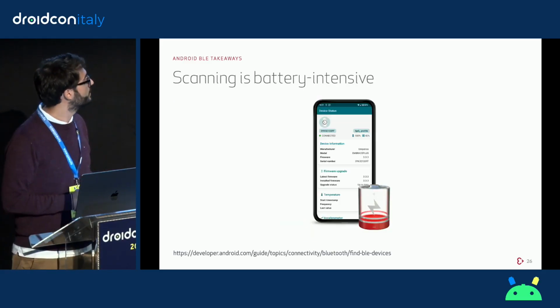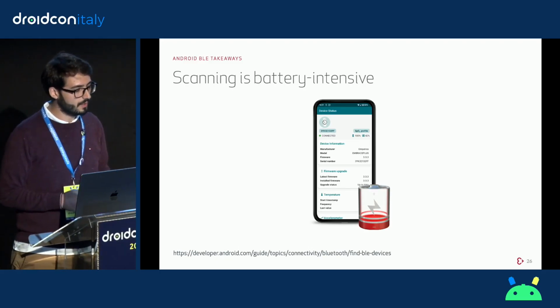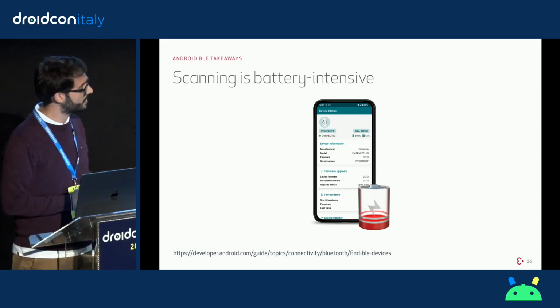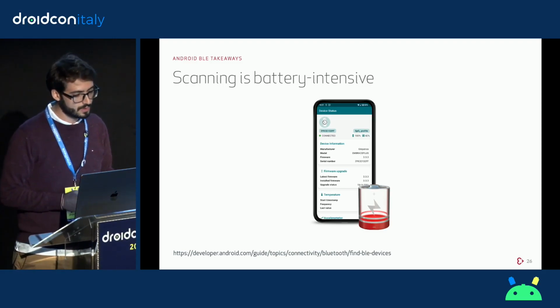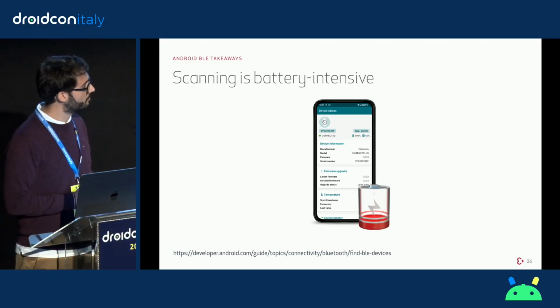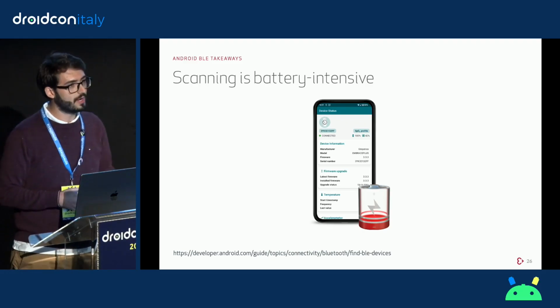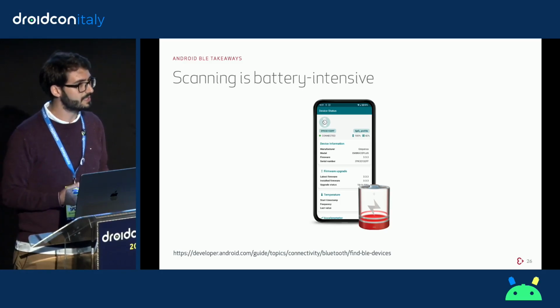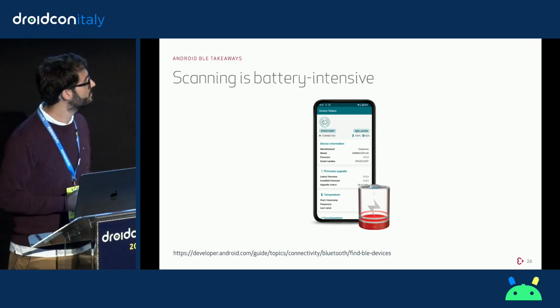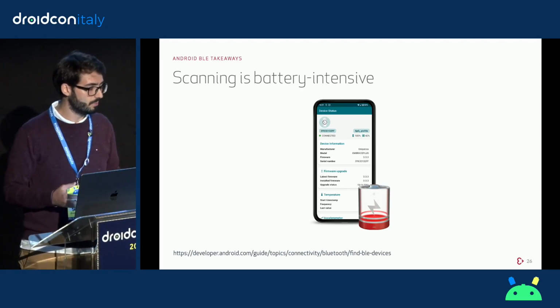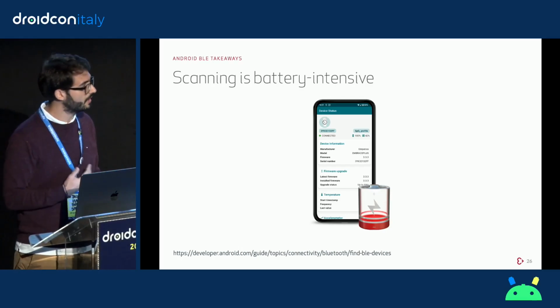A very important thing to keep in mind when working with scanning is that it's a very battery-intensive operation. So there are important things to remember. One is that as soon as you find the Bluetooth device you are looking for, you should stop scanning. Another very important one is to avoid scanning in a loop, repeating the scan too quickly.